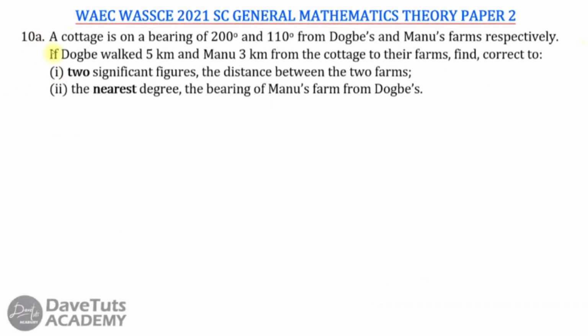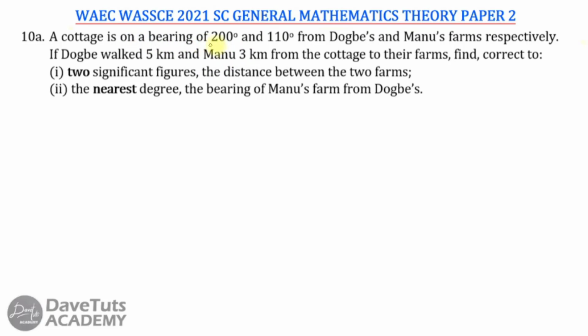In this question on bearing and distance, we are told that a cottage is on a bearing of 200 degrees and 110 degrees from Dogbe's and Manu's farms respectively. Now, if Dogbe walks 5 kilometers and Manu 3 kilometers from the cottage to their farms, we are to find, correct to two significant figures, the distance between the two farms, and to the nearest degree, the bearing of Manu's farm from Dogbe's farm. So let's look at this critically.